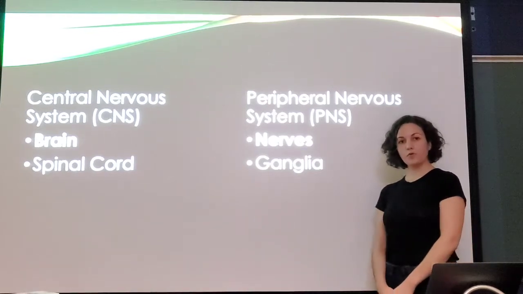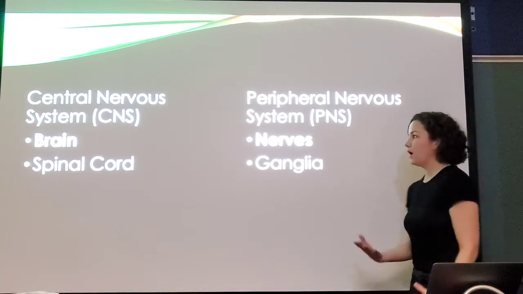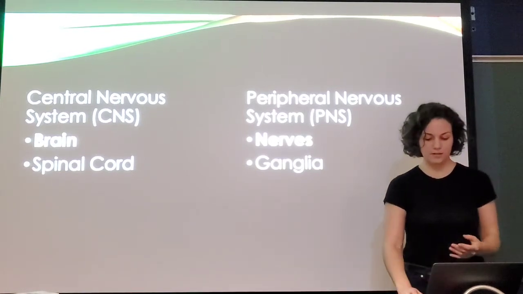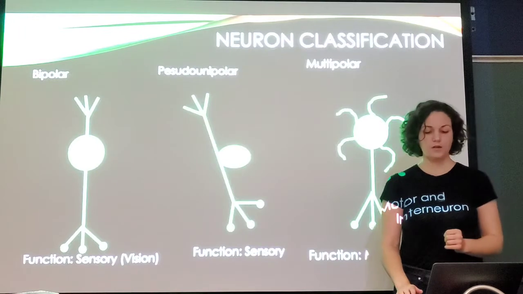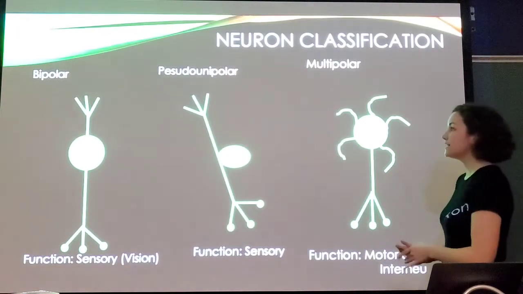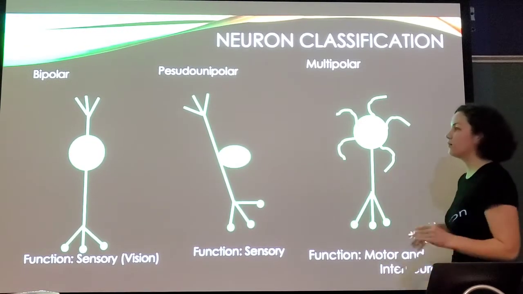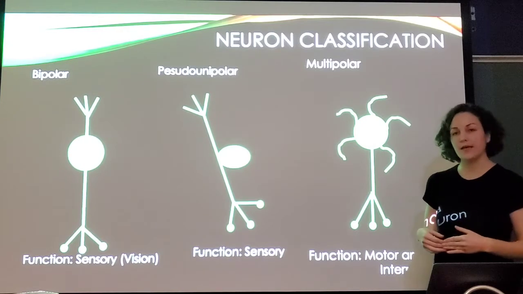All right, so in this video, we're going to dive a little bit deeper into the CNS and the PNS, dealing with the brain and these cranial nerves. So looking back at neurons, there are actually 3 different classifications of neurons. Before we get into that, I want to go over those 3 different parts again.